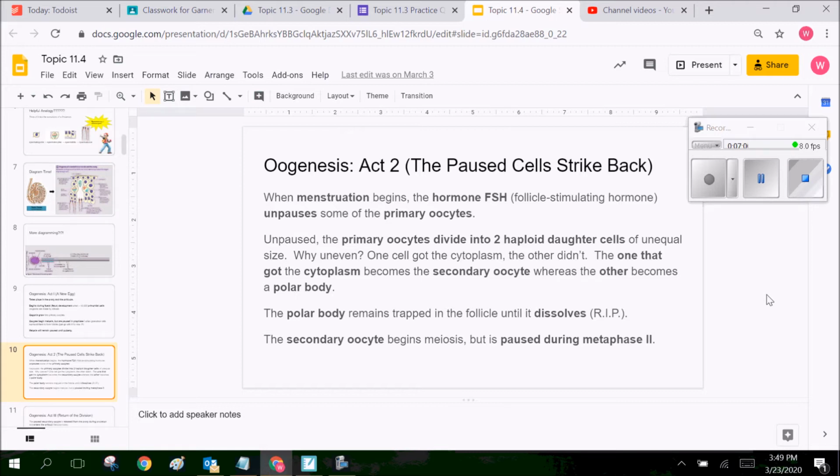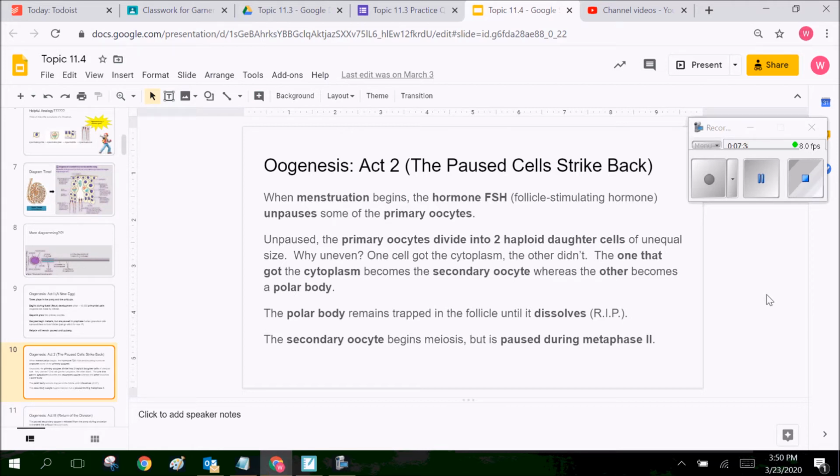But when cytokinesis occurs, one gets a lion's share of the cytoplasm and organelles. Why? The reason is that that one is going to become the egg, or it's more likely to become the egg. Basically, when the female's body is producing eggs, it's narrowing down the some 40,000 that it started with into a select few that will have the health, resources, and genetic potential to become children.